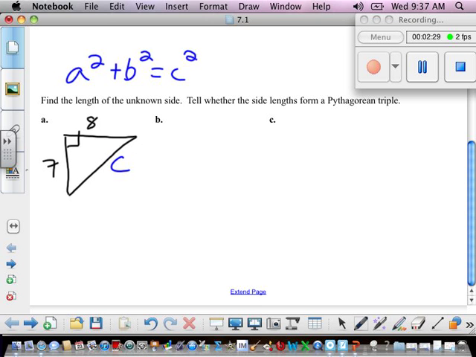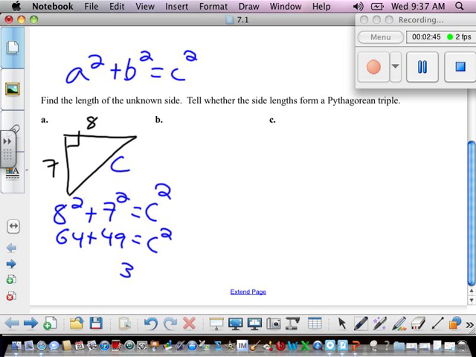Now we just simply set it up. 8 squared plus 7 squared equals c squared. 8 times 8 is 64. 7 times 7 is 49. 64 plus 49 is 113, so 113 equals c squared. So what do we have to do to get c by itself? Square root. First of all, we have to check Miss Murphy's arithmetic because she's very good at multiplying and not so good at adding. Yes, I'm right.